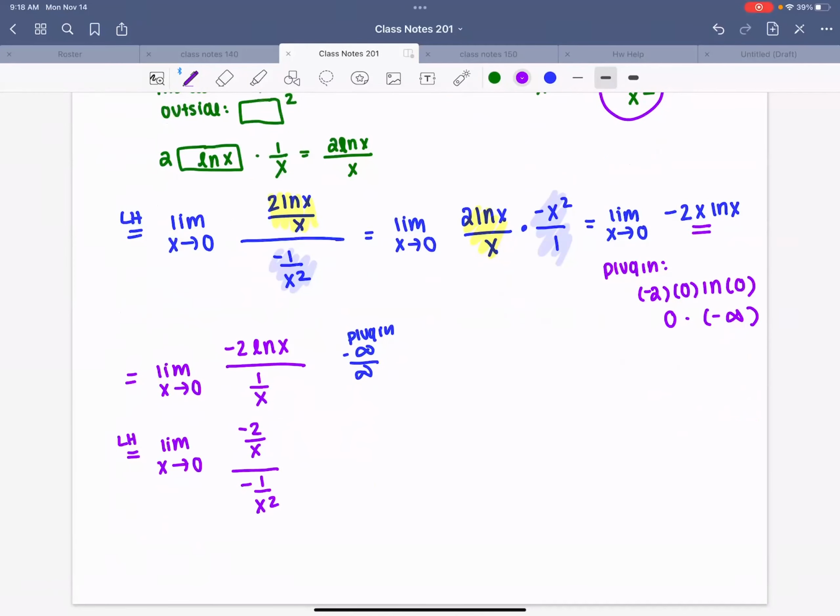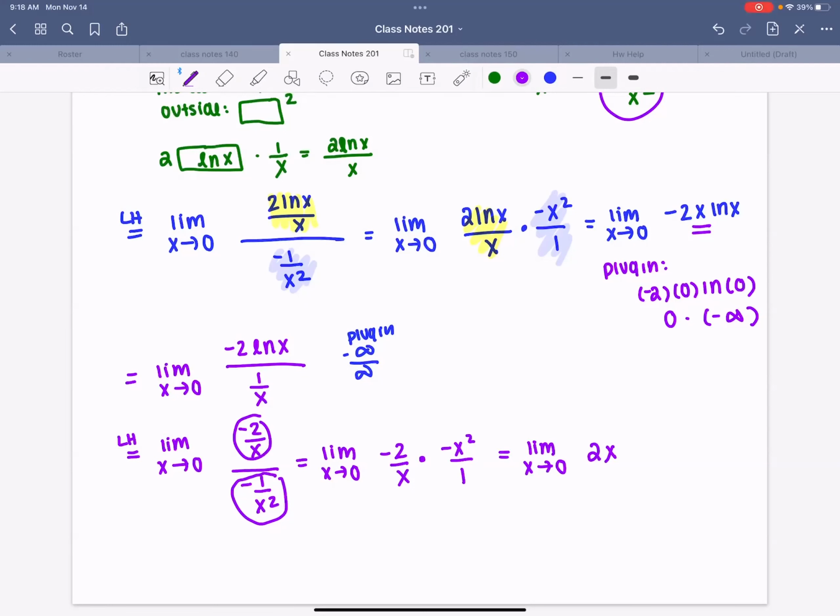And let's keep change flip again. So let's keep the top fraction the same, -2 over x. Let's change the division to multiplication, and then change the bottom to the flip version, -x squared over 1. Once I'm here, you can simplify again. We have the limit as x goes to 0 of, and tell me if I'm wrong here, I think it's 2x. I think that's right.